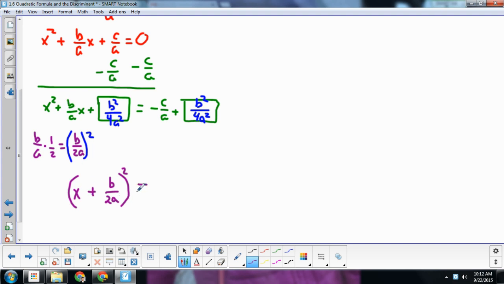Now this is equal to, on the other side, these two expressions here. Both of these are fractions and they have a different denominator. Now, if I wanted to add two fractions together, such as 2/3 plus 1/6, I'd have to have a common denominator.